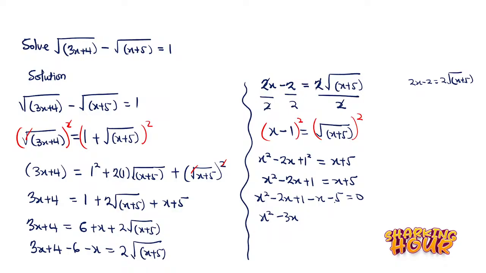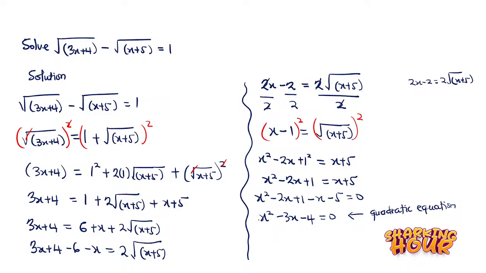Then I have positive 1 and then negative 5. That will give me negative 4. So I have negative 4 over here, and this is equal to 0. Are we okay? All right. So from here, we've come down to our quadratic equation. Are we okay? So now that we have our quadratic equation, the next thing we need to do is just to solve the quadratic equation.